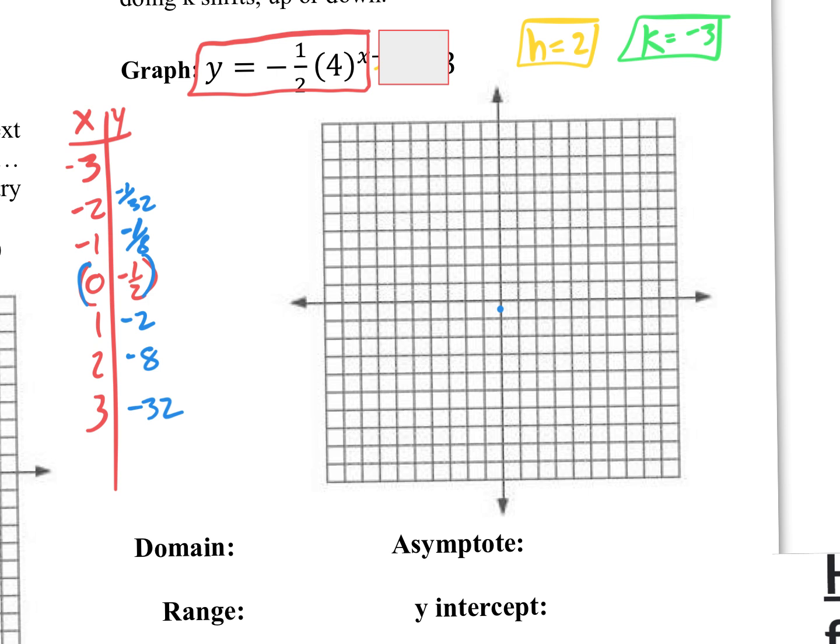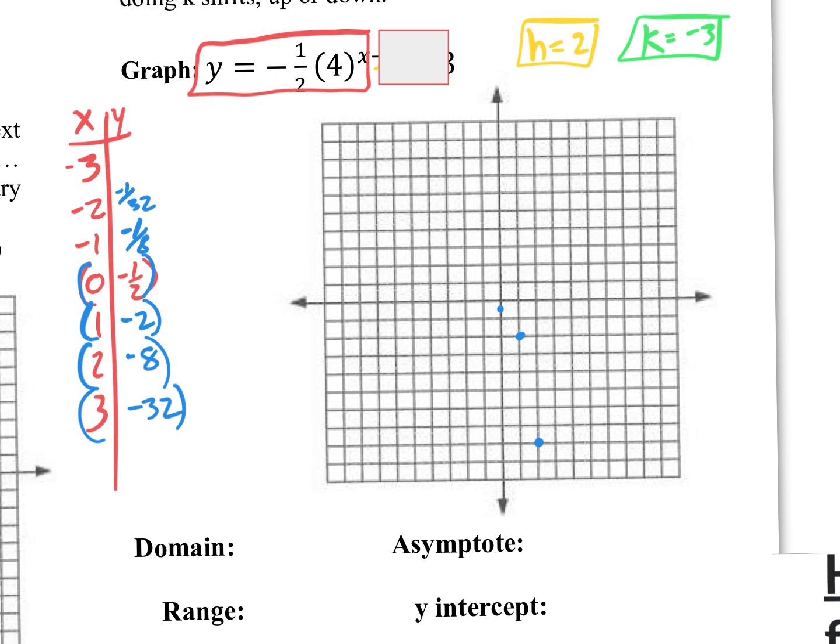0 and then halfway down would be right there. Then you move on to 1, negative 2. 1, negative 2 would be right there. Move on to 2, negative 8. 2 on the x, negative 8 on the y would be right there. If you tried 3 and negative 32, that's way off the graph. So forget it. I'm not going to worry about that last one.